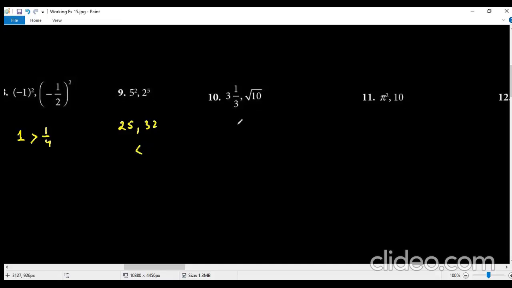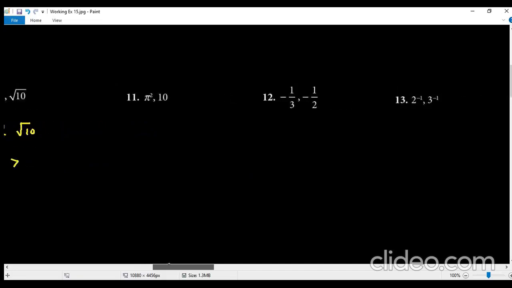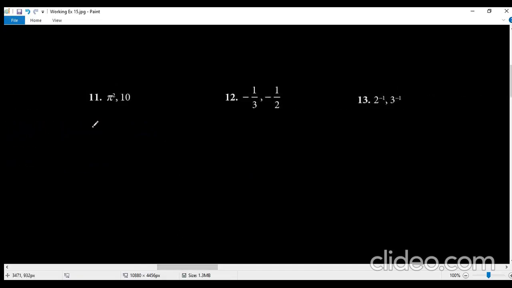When it comes to question number 10, this is 10 over 3 and this is radical 10. So in question number 10, you will use 10 over 3 as the larger number because it involves a whole number. So we will use a greater than sign. When it comes to question number 11, pi value is 3.142, and next is 10. So that means 3.142 is always less than 10.